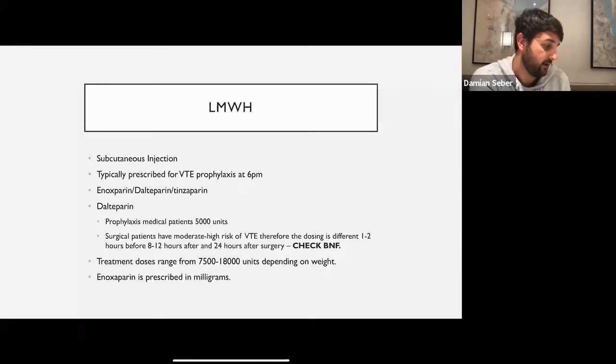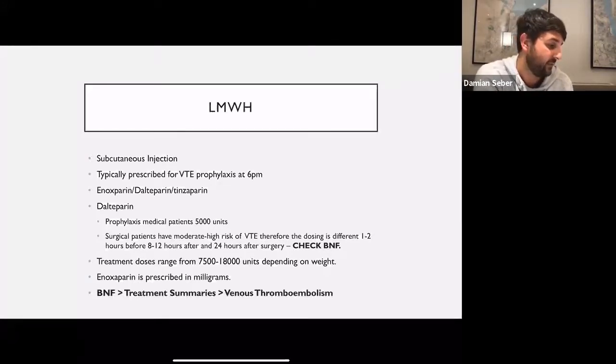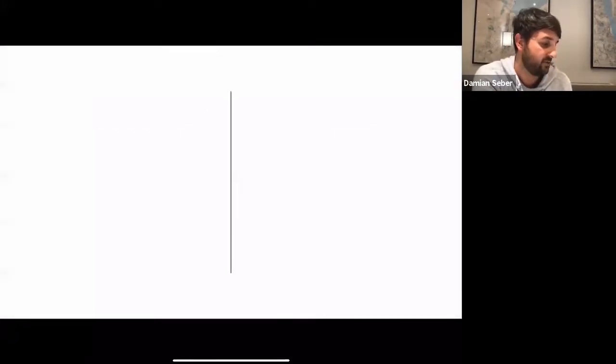Okay. And enoxaparin is the only one that's prescribed in milligrams. I don't know why really, but it is. And it's usually a 1 milligram per kilogram dosing in treatment, and then in prophylaxis it's 20 milligrams for medical and 40 for surgical, I think, but don't quote me on that. Yeah, so that's in the same treatment summary.